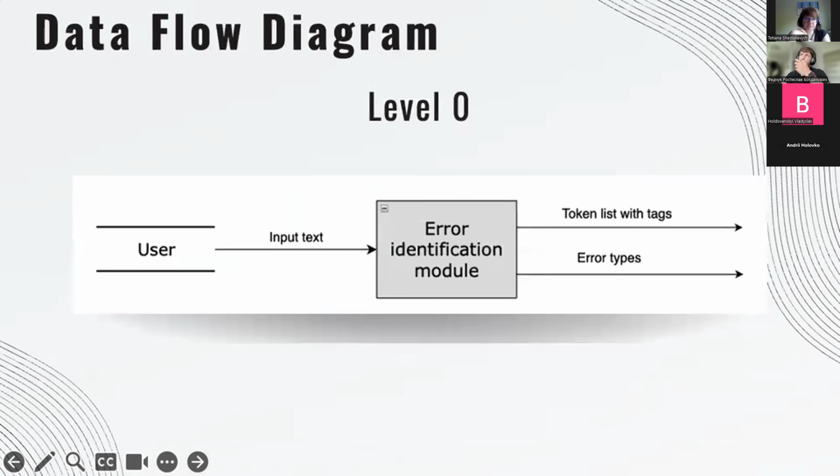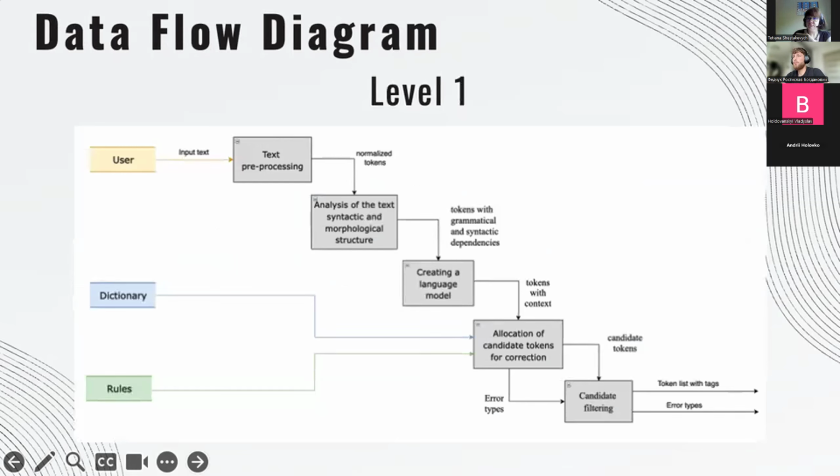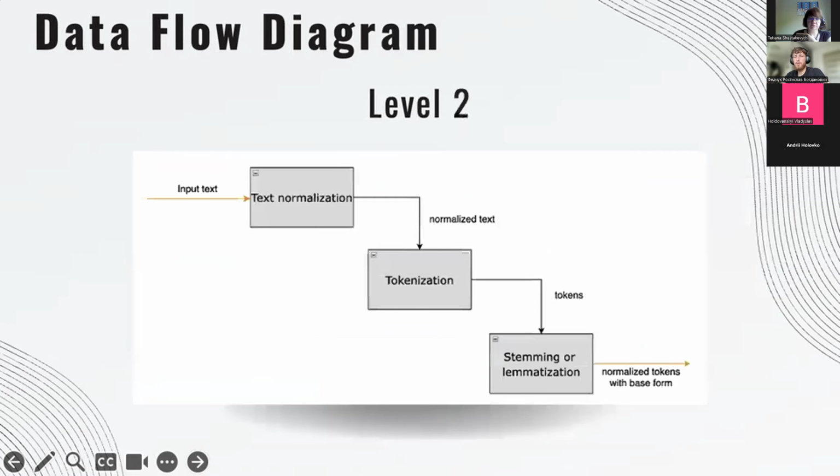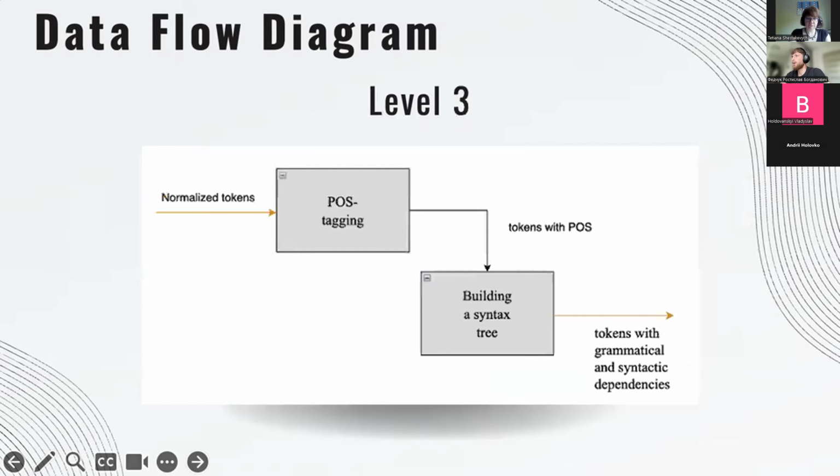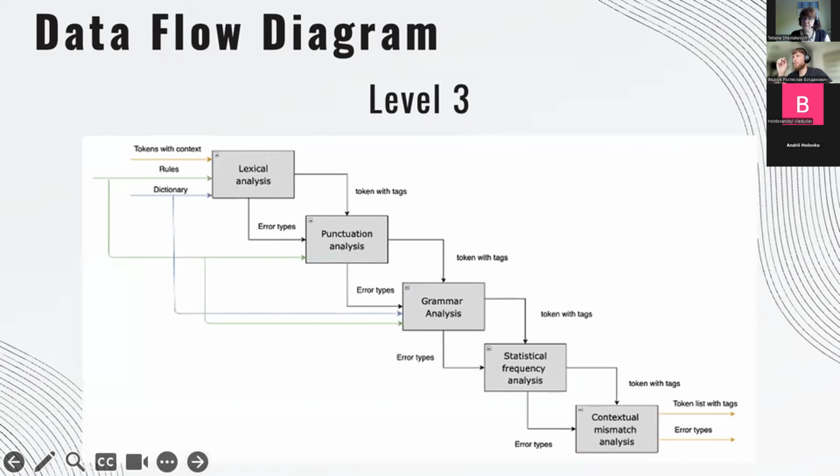Let's move further. On the next slide, you will see the data flow diagram, level 1, for the identification model. We have the user and the output of it, the text with tags and error types. In this diagram, you can see in more detail that we also have a dictionary, can use rules, and the other stages that I mentioned previously. Here we have even more detail: text normalization, tokenization, stemming or lemmatization. Also, we have another level 3 diagram for POS tagging, which includes POS tagging and building a syntax tree. Here we can also see the stages that I mentioned previously, but in a diagram.